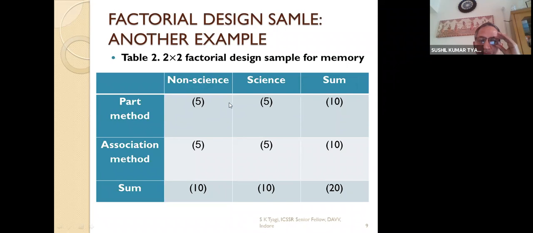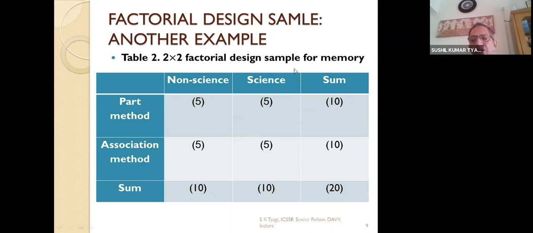Now there are 5 students assigned to each group. So 5 non-science students are assigned to the part method, 5 science background students are assigned to the part method, 5 non-science students are assigned to the association method, and 5 science background students are assigned to the association method. So in all, part method 10 students, association method 10, non-science 10, science 10. This is an example of a 2x2 factorial design.